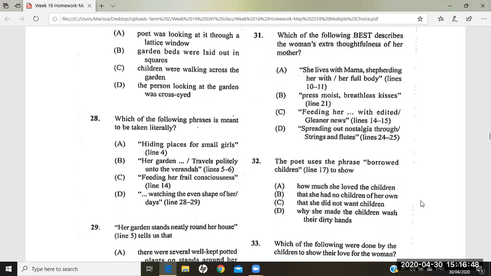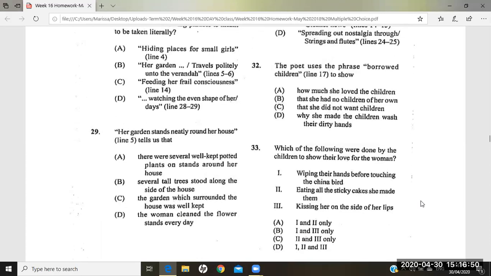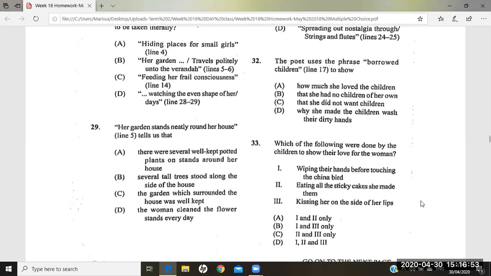Khadijah Francis, you would do 32 and 33. 32 says, the poet uses the phrase borrowed children to show what? Khadija? It's not A. Try again, Khadija. If you borrow something, it's not your own, right? So what do you think is the answer, Khadija?